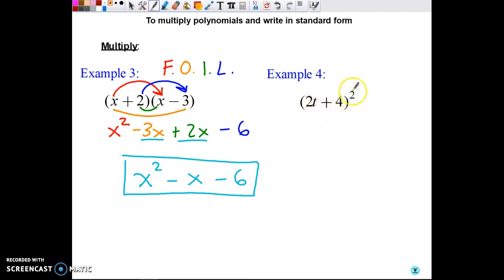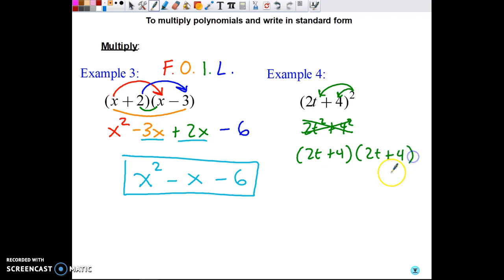Now notice that this squared on the outside does not affect the degree of the binomial on the inside. That just tells me I need to square it. What does it mean to square something? Well, certainly it's not going to be 2t squared plus 4 squared. I can't distribute the 2 to the exponents like I usually do. That's because I have 2 terms in this binomial, 2t plus 4, and to square something means to multiply it by itself. So I take 2t plus 4 multiplied by 2t plus 4.